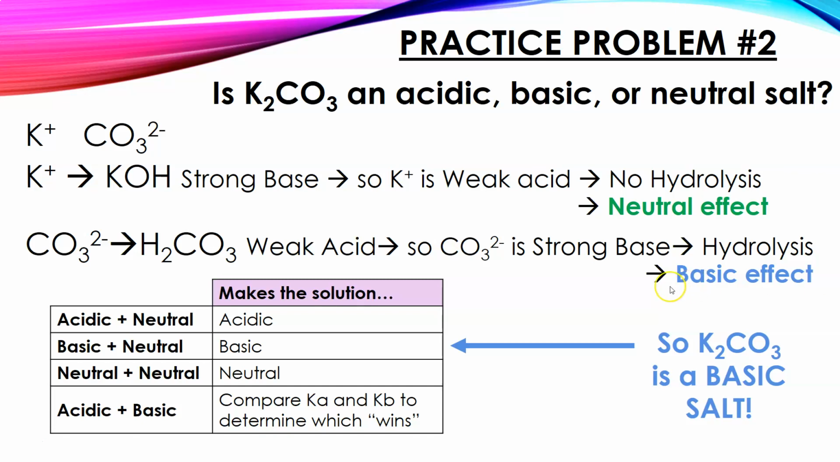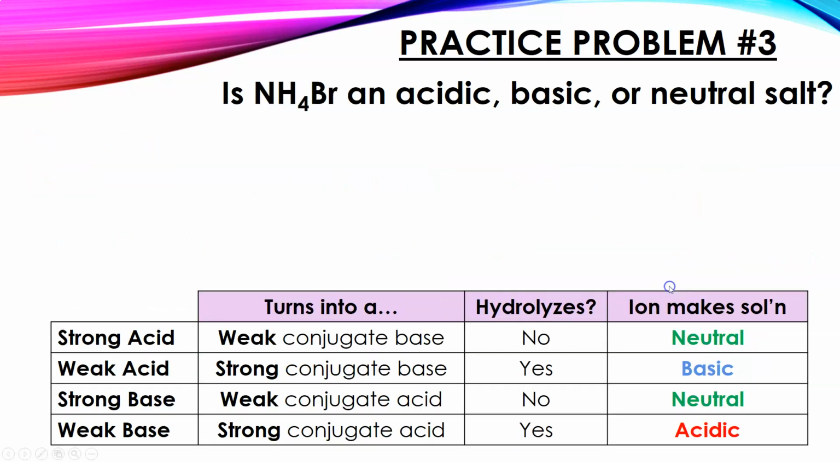All right, I'd like you to try number 3. Ammonium bromide. Is it acidic, basic, or neutral? I would like you to pause the video, try to figure out the ions that are present, figure out where the ions came from, decide if those original acids and bases were weak or strong, decide if that makes the ion a weak or strong conjugate, and what the effect would be. So pause and walk yourself through this problem.